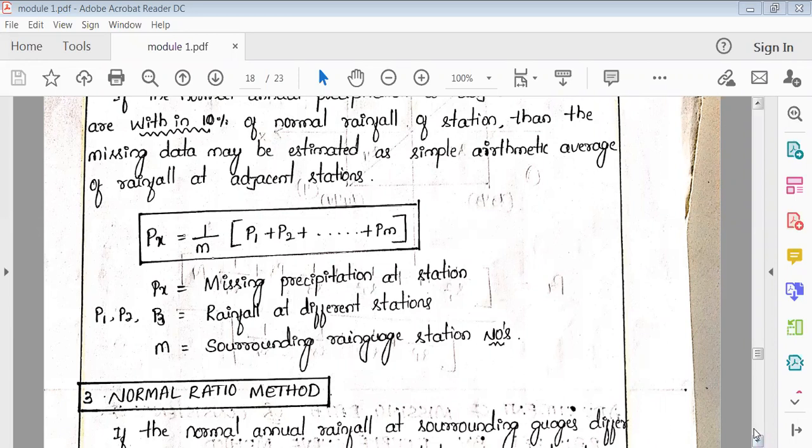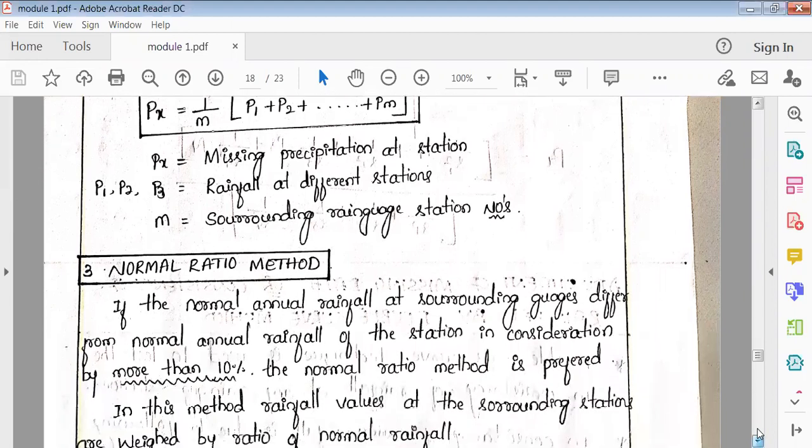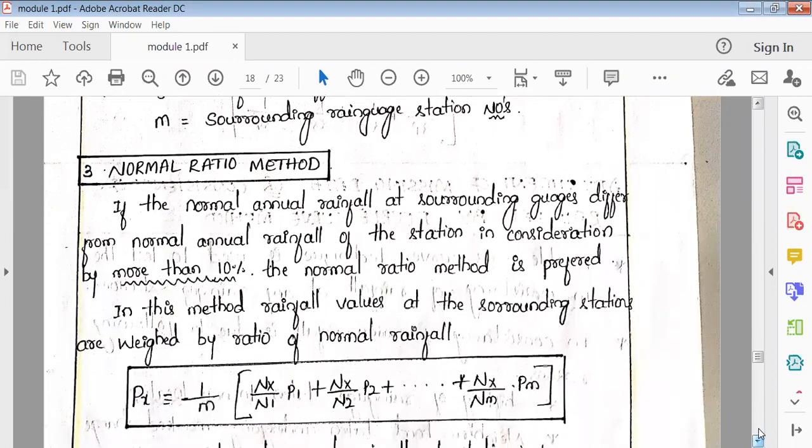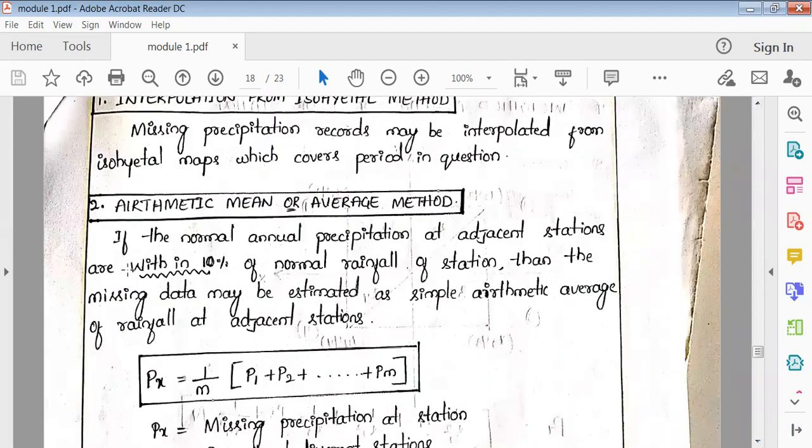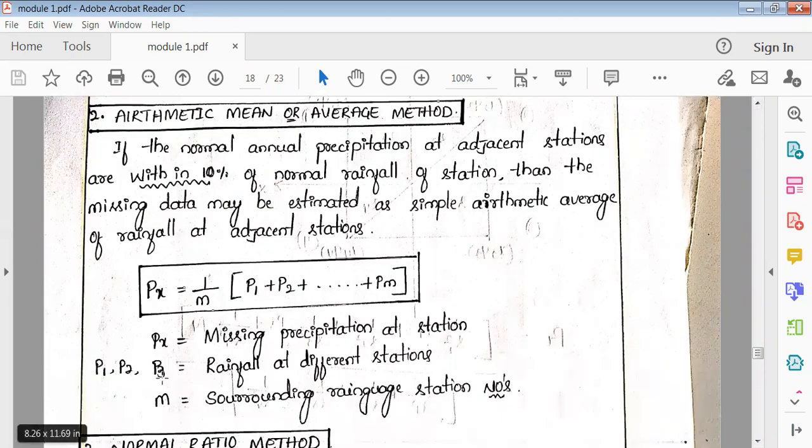Next is the normal ratio method. In this method, the normal annual rainfall at the surrounding gauges differs from the normal annual rainfall of the station by more than 10%. If it is more than 10%, we will consider this type of method. If the normal annual precipitation at the adjacent stations is within 10%, the meaning of this is, for example, if P1, P2, P3 are say 80 mm, 75 mm and 70 mm, then they are within 10% difference.